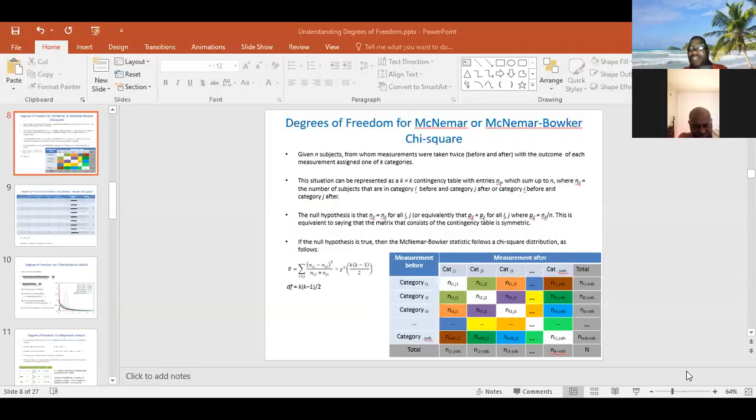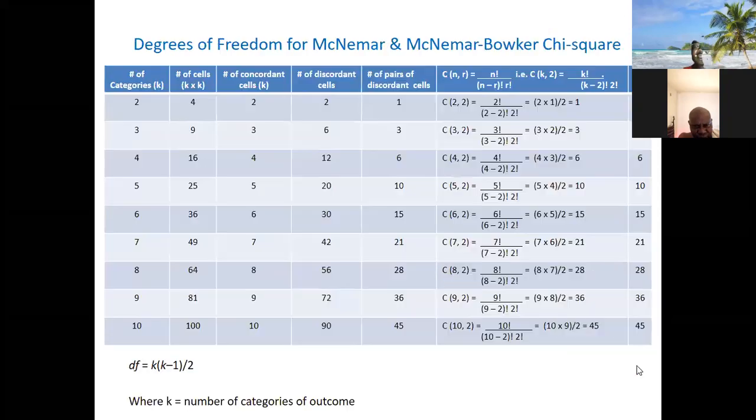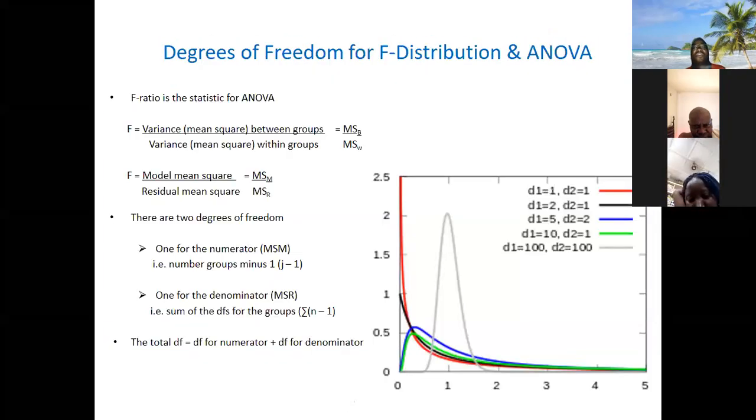So I think I've given an explanation of the degree of freedom for McNemar. Now, degree of freedom for the F distribution and ANOVA. The F ratio is the statistic for ANOVA. That is, F ratio just means that you are dividing variance by variance, the variance of one variant by the other. That is the F ratio.